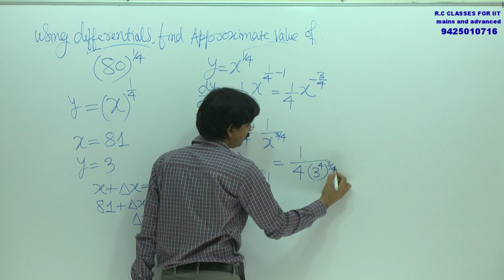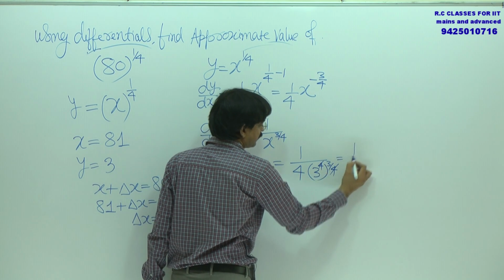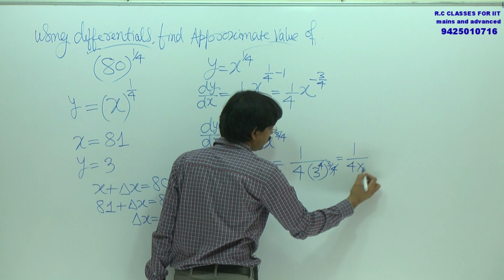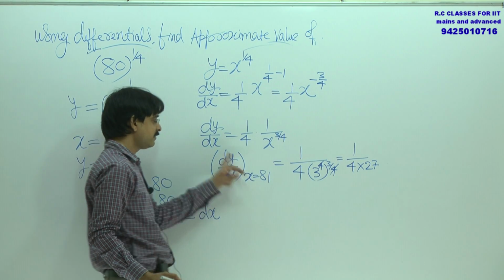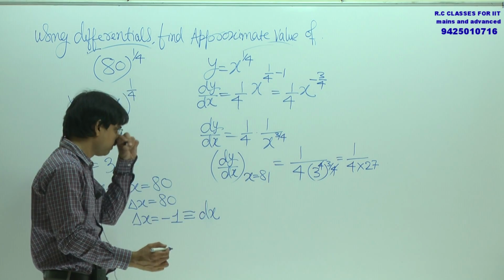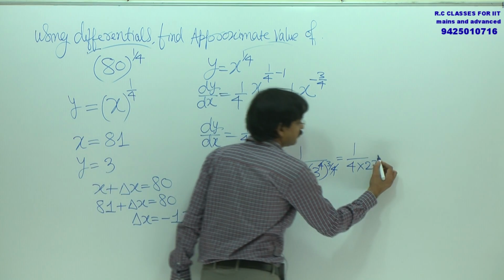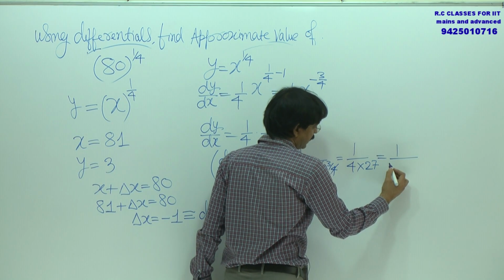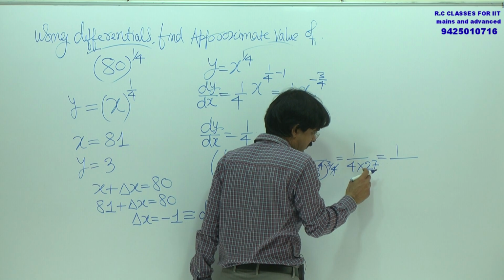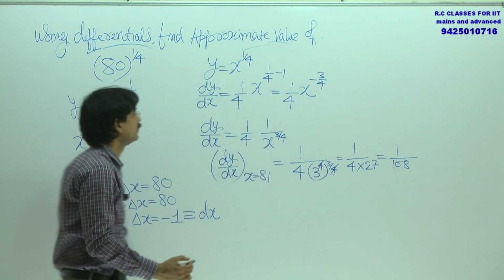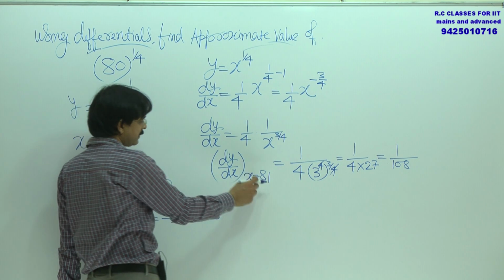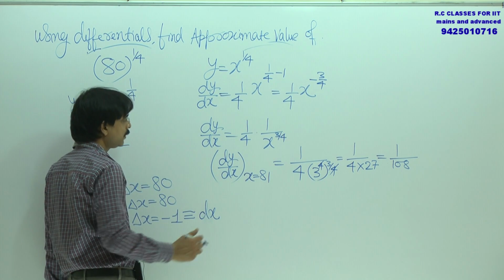To power 3 by 4, it is 1 by 4 into 27, that is dy by dx at x equals to 81. It is 1 divided by 108. So that is dy by dx at x equals to 81.